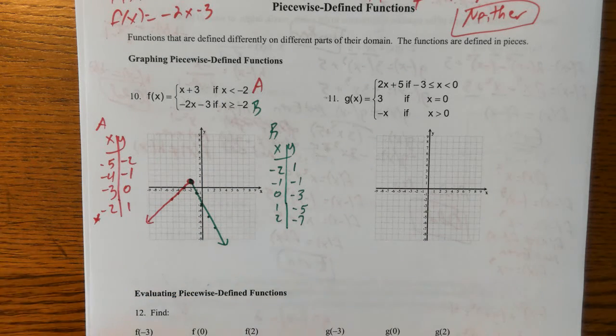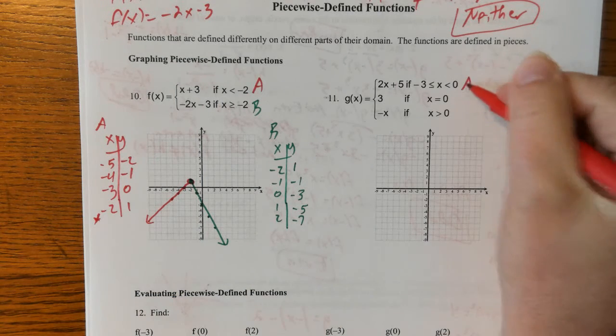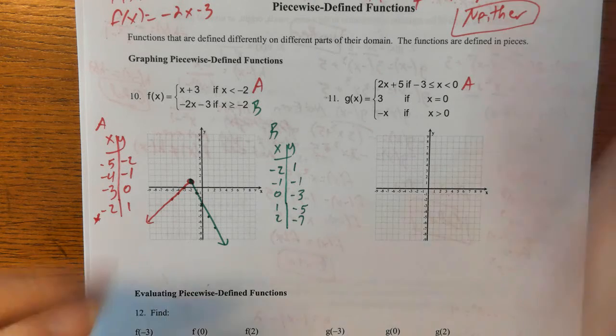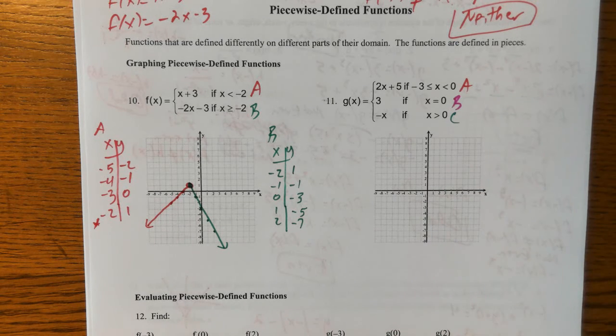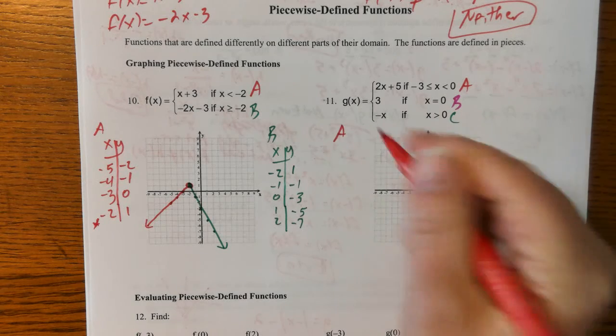Okay, number 11, same idea. It has three parts: part A, part B, and part C. And I'm going to make three separate tables. I'm going to have a table for part A.